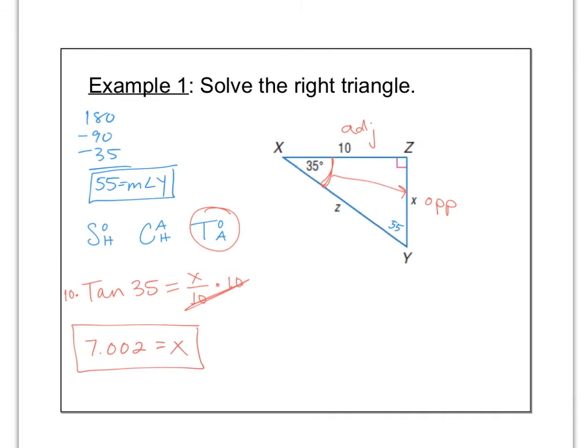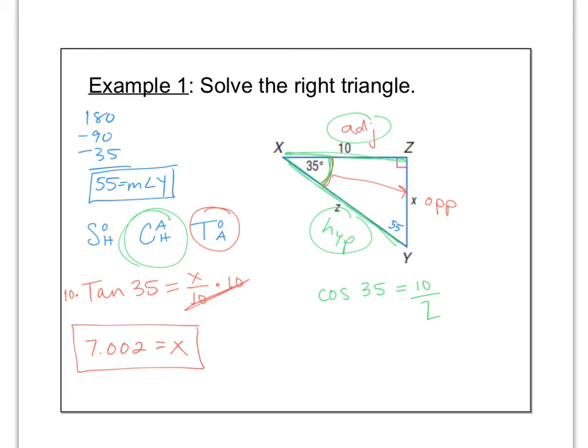Next, let's try to find z. If we look at z, according to this angle 35, z is the hypotenuse in the triangle. So I'm going to use the 10, and I want to find the z. Those are the two sides I'm working with, which are adjacent and hypotenuse. If you look at your ratios, adjacent and hypotenuse go with cosine. So we're going to choose cosine, and we're going to say cosine of 35 equals 10 over z. And that is adjacent over hypotenuse.